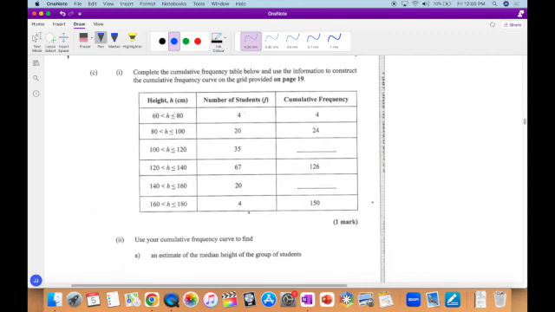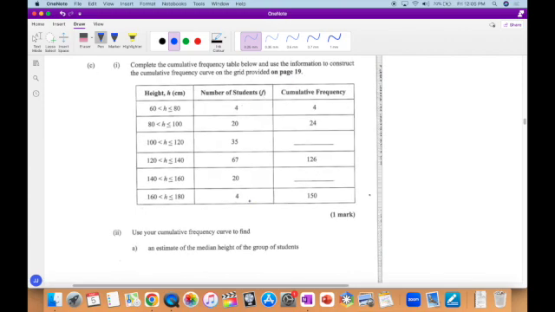Now this one, part C: complete the cumulative frequency table to show the information and use the information to construct a cumulative frequency curve on the grid on page 19. So I see the number of students here. 4 plus 20 is 24. 24 plus 35 will give me 59. And we could check it: 59 plus 67 will give us 126. Yes, and 126 plus 20 will give us 146. And so that is it for that.